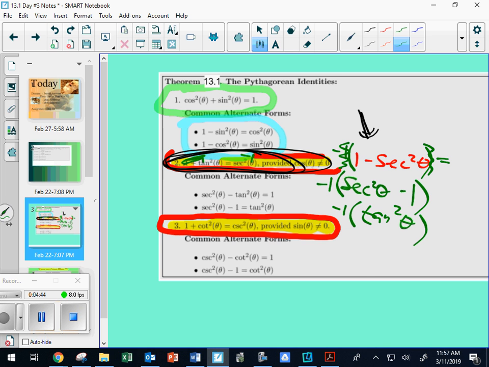All right, next one. Take a look at this one, the 2 of you, and would you please solve it for 1? 1 is equal to what? And then solve it for cotangent.